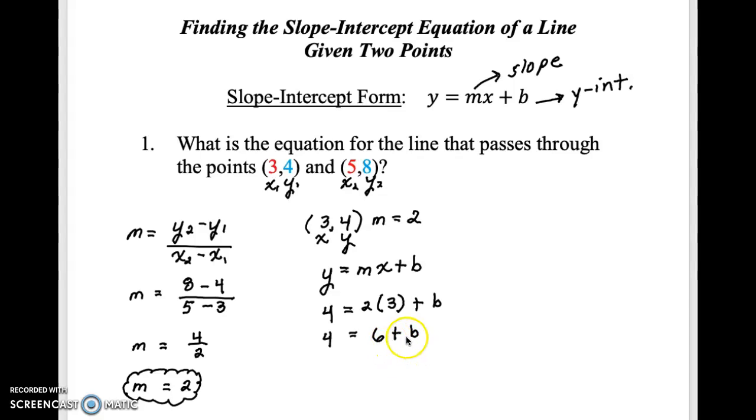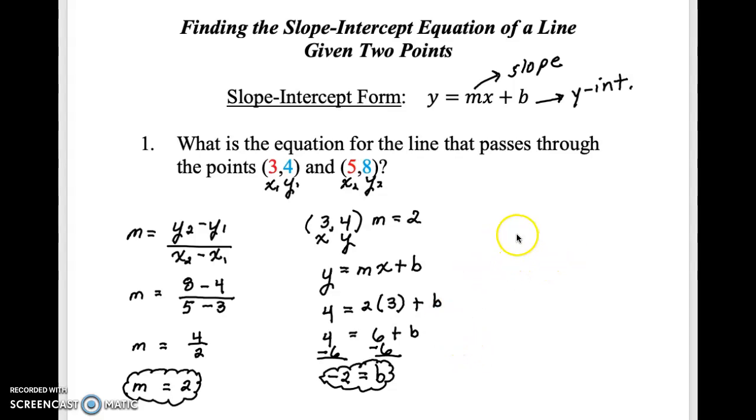We have to get rid of the 6, so we're going to subtract it on both sides of the equation to get negative 2 equals b. Now, if you take a look, we have both of the parts that we needed here. We have the slope and we have the y-intercept.